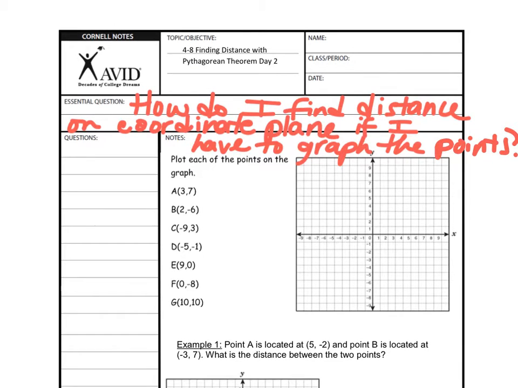So I'm not giving you the points. You need to write the essential question. To review, a point is x, y.